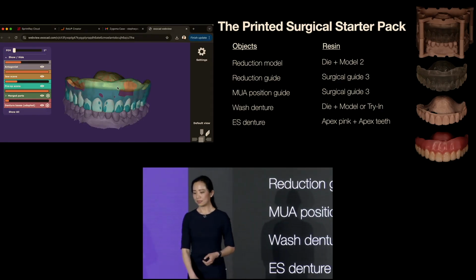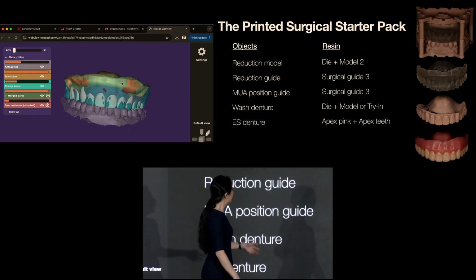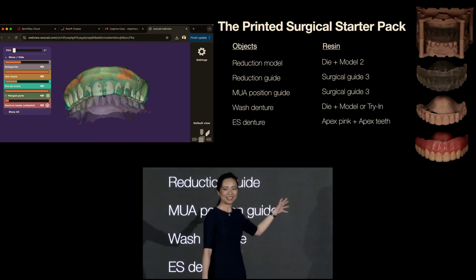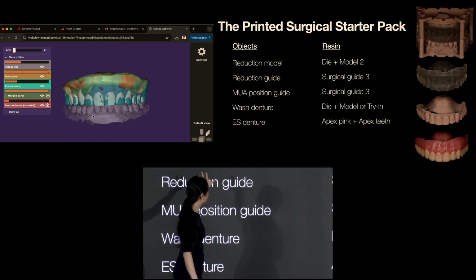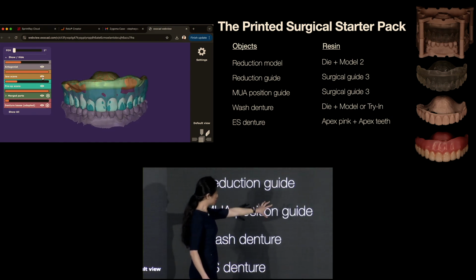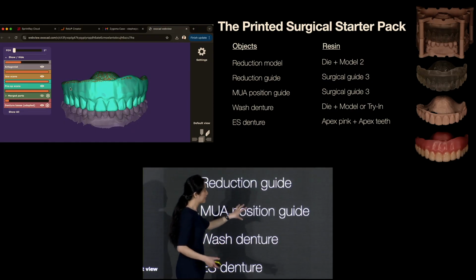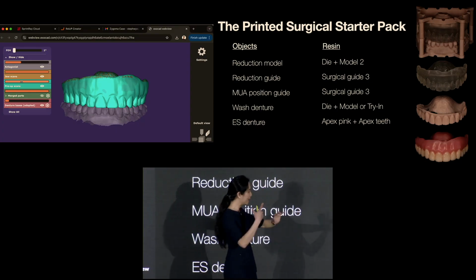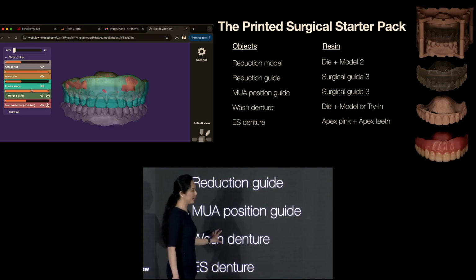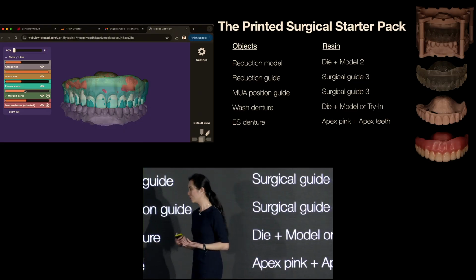I'll have the lab send me back a design. In this case, I asked for a replica of the existing denture. And at that point, I create what I call the printed surgical starter pack. So we start with a reduction model. If the surgeon wants some kind of visual guide, we'll make a reduction guide out of surgical guide resin, and an MUA positional guide if they're freehanding and they want some idea of how our MUAs are seated in the implants. We'll make a wash denture just in case we ran out, or our fiducial markers didn't work out.